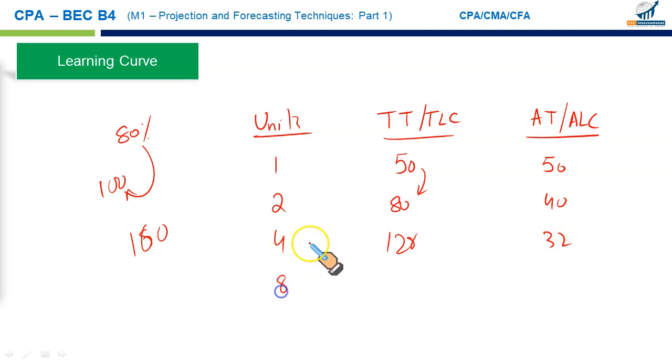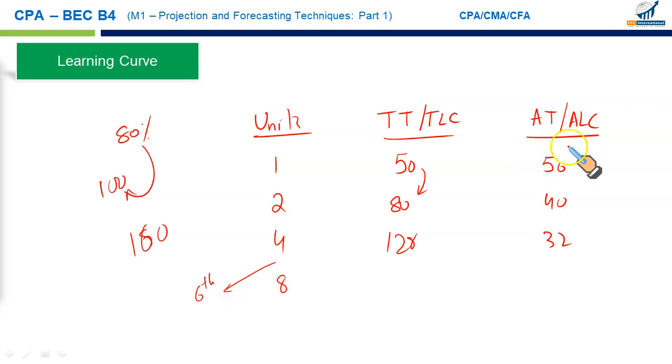And from 4 to 8, you can follow the same process. Now, why I have just used the doubling of output, 1 to 2, 2 to 4, 4 to 8, 8 to 16? You will always be tested when the output is doubled. You will not be required to calculate the time taken by the 6th unit, for example. Just the doubling of output, remember. So this table will go a long way. You can solve every possible question of learning curve in CPA using this tabulated approach.